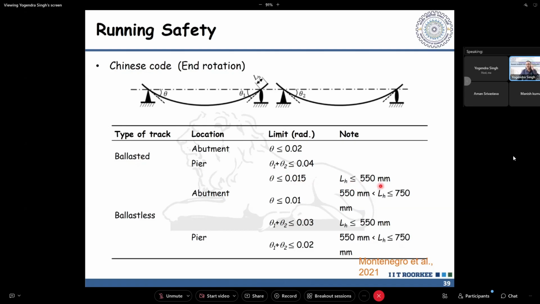If LH is 550 millimeter, this has to be small. If it is less, about half meter projecting from the center line of the bearing, then it is 0.015. And if it is increasing, then this limit goes on decreasing. Actually, this is the displacement occurring here at the free end that is responsible for the problems in running safety. So this LH is important, and how much rotation we will allow will depend on this LH.